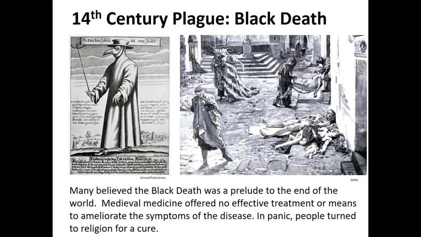The beak actually had two nostril holes at the end of it, and inside the beak were packed aromatic plants and flowers. The idea at the time being that the nice smells from the plants would prevent the inhalation of any bad smells, any miasma. Remember, they didn't know about the bacteria, but they did believe it was through bad smell. So that was the logic of the beak compartment.